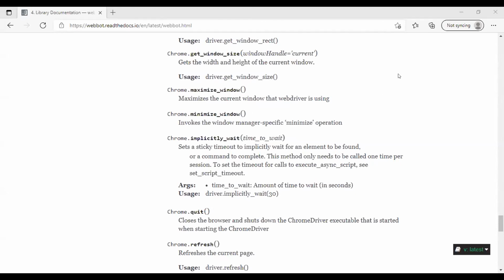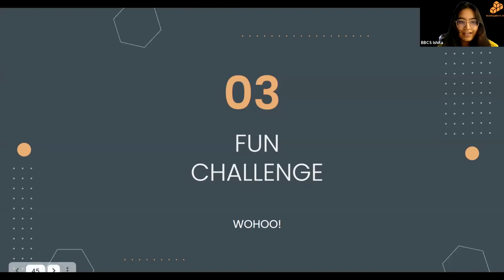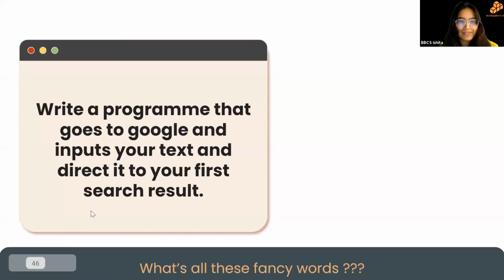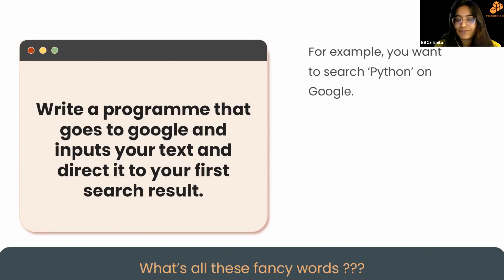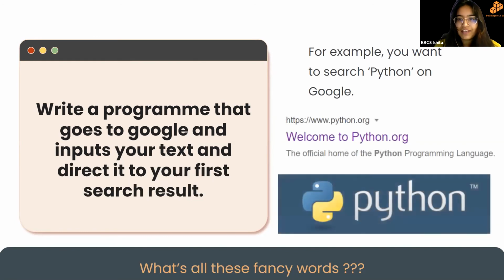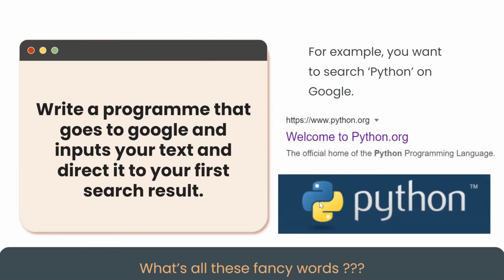So I think we have to move on because there's quite a bit of a lack of time for now. So I will show the question. Basically, it's a program that goes to Google and inputs your text and directs it to your first search result. Just the way that it was presented to you right now. For example, you search Python in your Google search engine, and it will direct you to the first URL, which is python.org. And this is the icon. So because we don't have time, I'll be skipping directly to tell you how to do this.